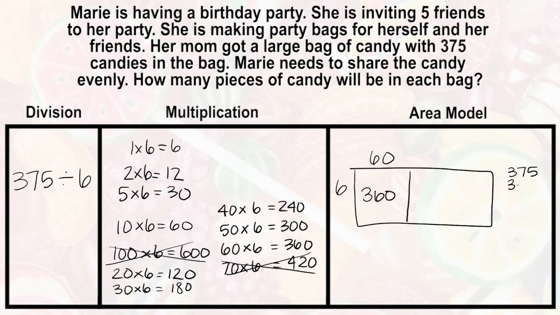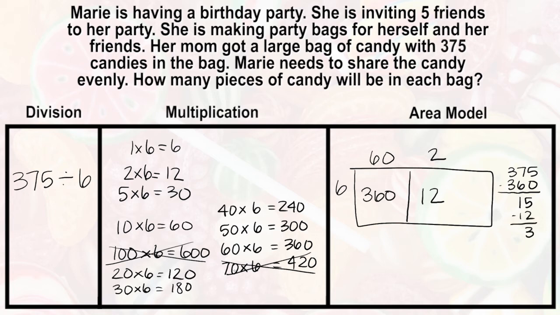We need to subtract 360 from 375. We will do this to the side of the area model. The difference is 15. That means Marie still needs to distribute the 15 pieces of candy into the 6 bags. We recognize that if Marie puts 2 pieces of candy in each bag, or 2 times 6, she will use 12 pieces of candy. Let's write the partial quotient of 2 on top of the area model and the partial product of 12 inside. We need to subtract 12 from 15. 15 subtract 12 equals 3.